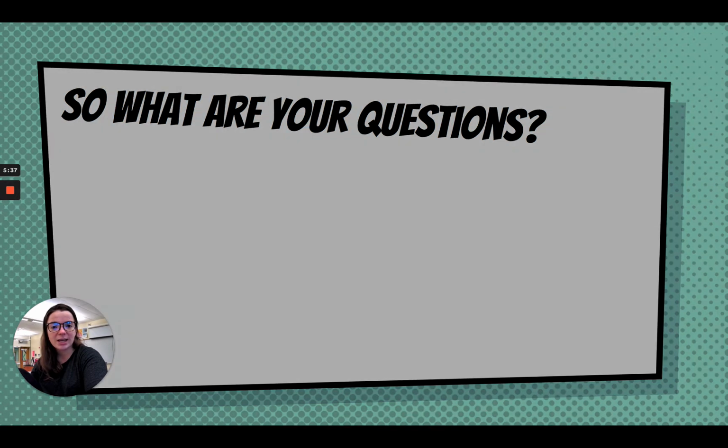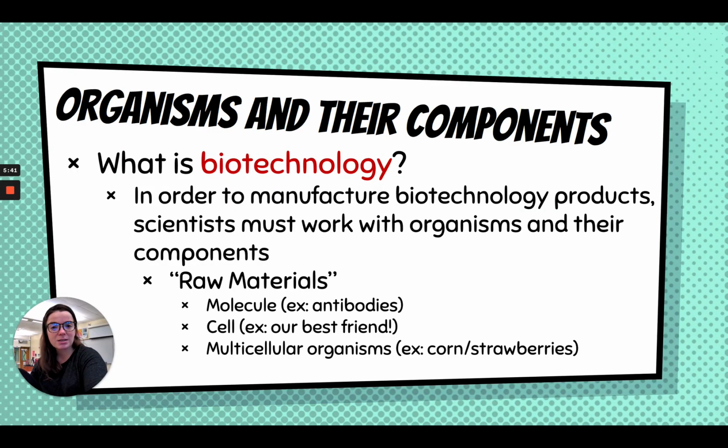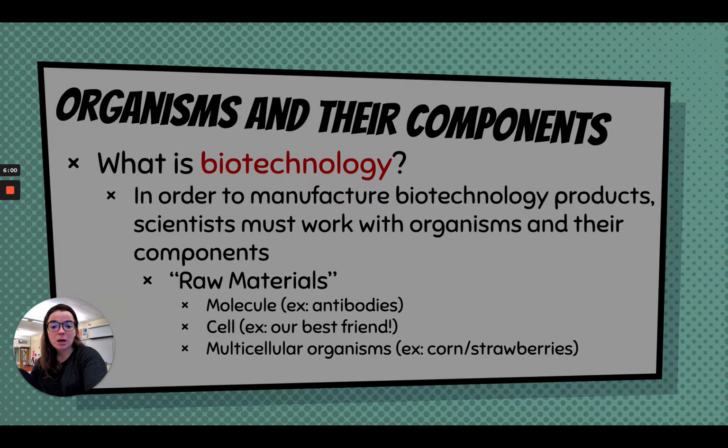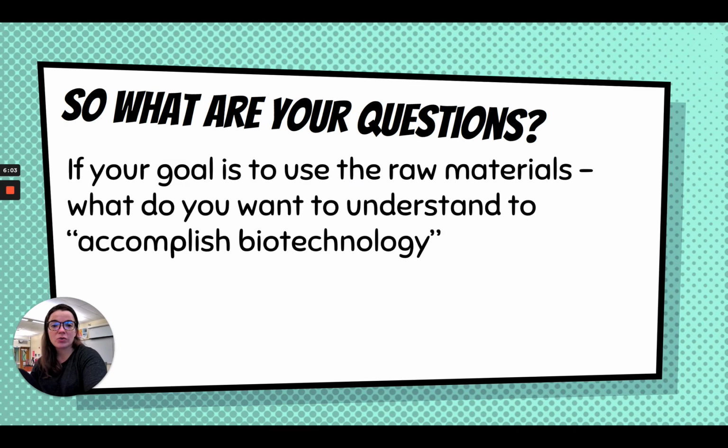So let's go back one second and look at these raw materials. We are talking antibodies, we are talking cells, whether it be E. coli, yeast, liver cells within our own cells, stem cells, up to full multicellular organisms: corn, strawberries, animals, plants, us. My question to you first is, if you want to use those raw materials, what do you want to know about them before you do anything, before you experiment on anything, before you design any protocol at all? I want you to think right now.